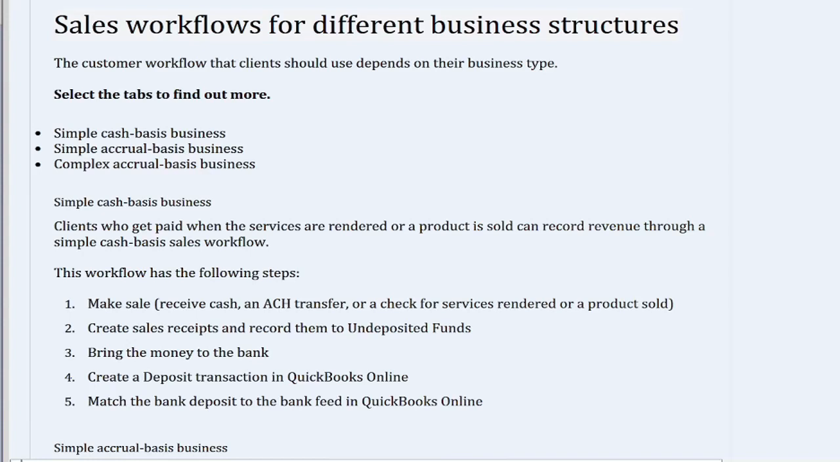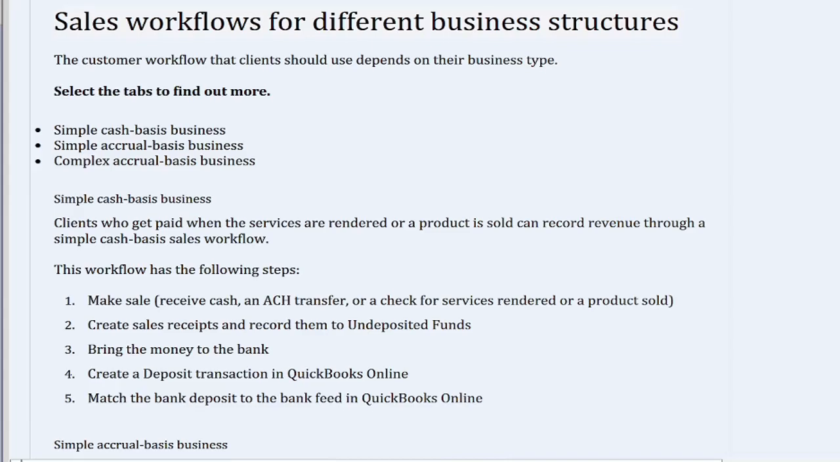Simple cash basis business. Clients who get paid when the services are rendered or a product is sold can record revenue through a simple cash basis sales workflow. This workflow has the following steps: make sale, receive cash, an ACH transfer, or a check for services rendered or a product sold. Create sales receipts and record them to undeposited funds. Bring the money to the bank. Create a deposit transaction in QuickBooks Online. Match the bank deposit to the bank feed in QuickBooks Online.